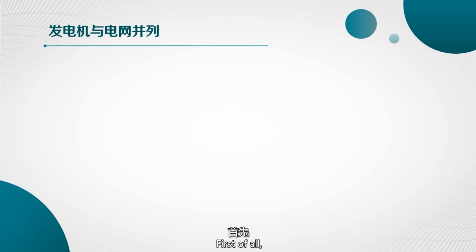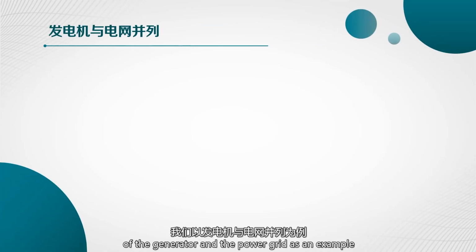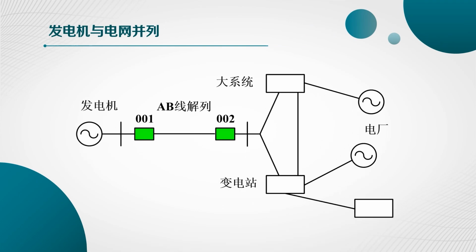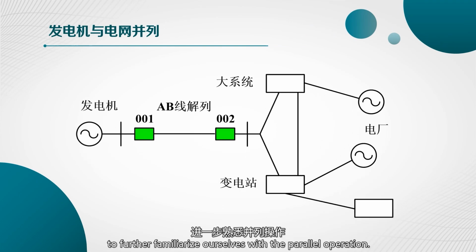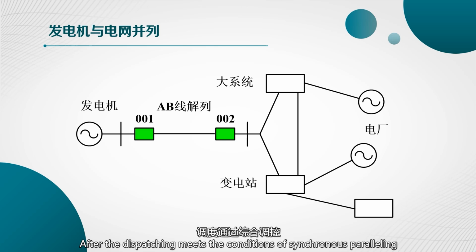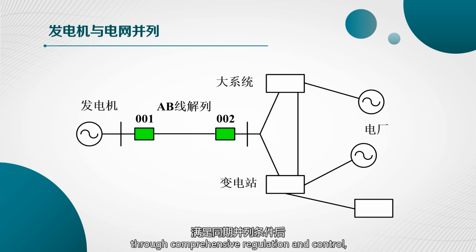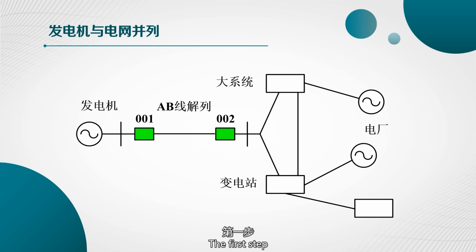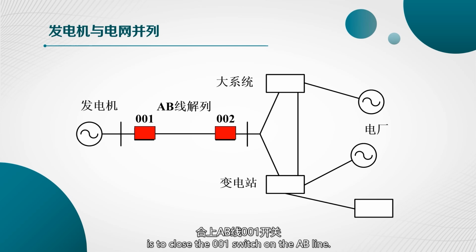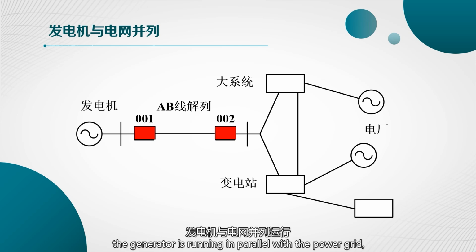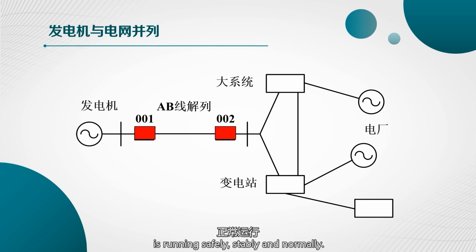Let's learn about it. First of all, we take the parallel operation of the generator and the power grid as an example, to further familiarize ourselves with the parallel operation. After the dispatching meets the conditions of synchronous paralleling, through comprehensive regulation and control, the paralleling operation is carried out. The first step is to close the OO switch on the off line. The second step is to close the OO1 switch on the off line. At this time, the generator is running in parallel with the power grid, and the entire system is running safely, stably, and normally.